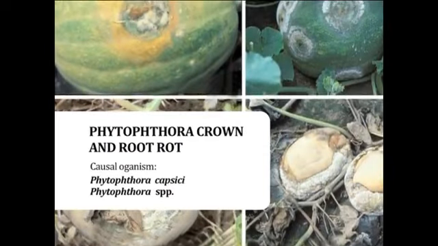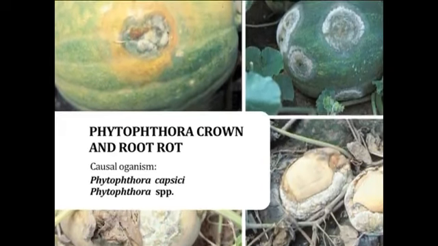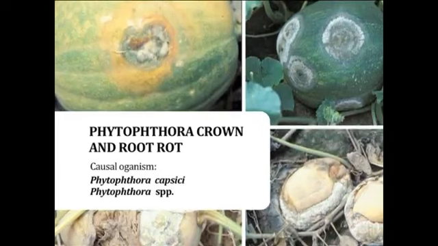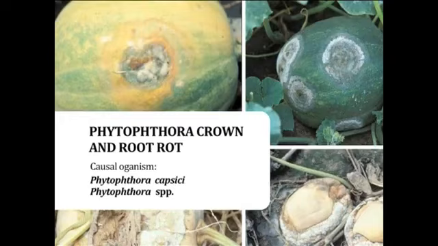Next disease is the Phytophthora crown and root rot. It is caused by Phytophthora capsici, a Phytophthora species. Now let's see the symptoms of the disease. Symptoms of Phytophthora crown and root rot often manifest quickly, with plant death occurring within a few days of symptom onset. Often affected plants exhibit a sudden permanent wilt.